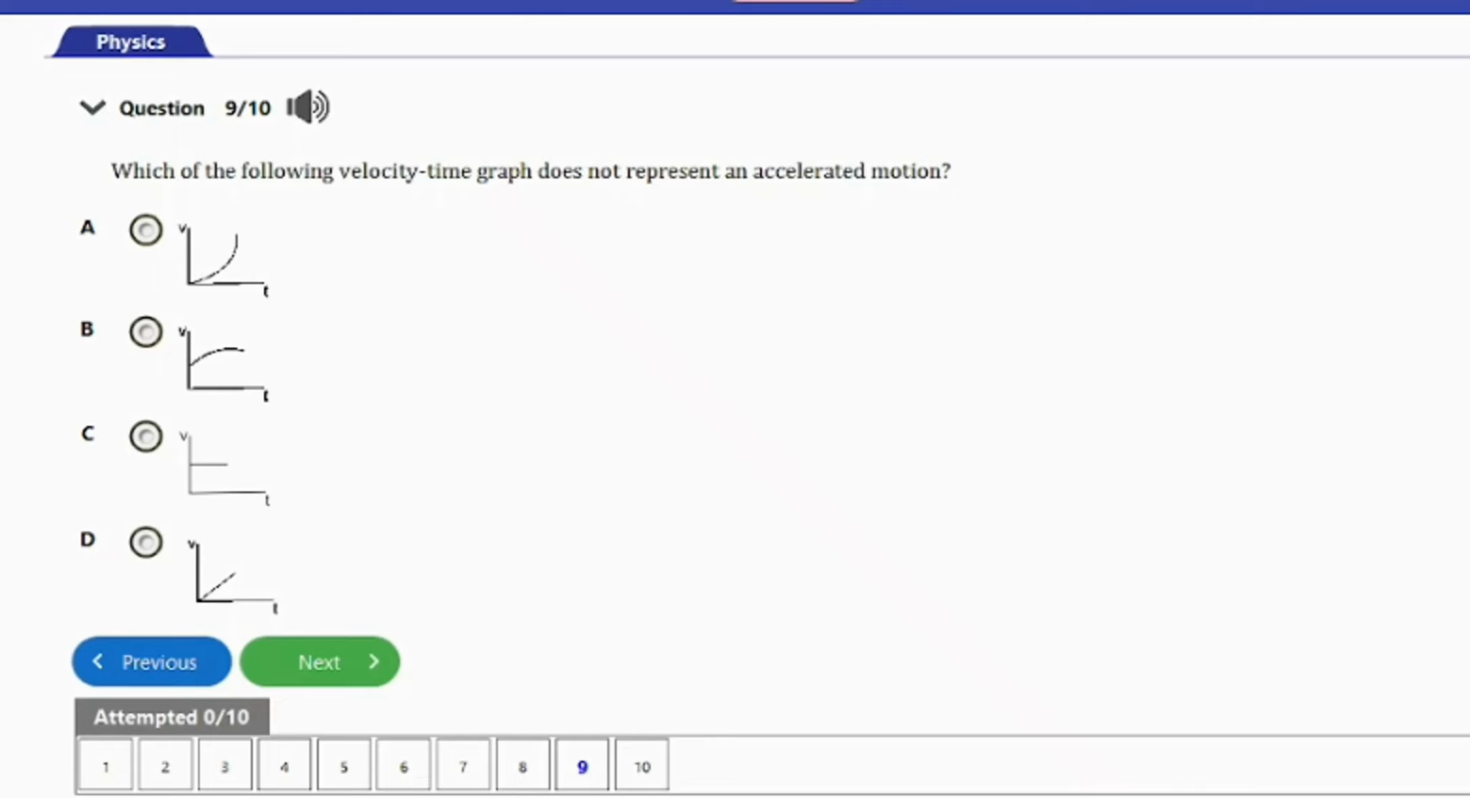If there is no change in velocity over a period of time in a graph, it means that there is no accelerated motion, and option C here represents this. So let's go ahead and consider the next and last question, guys.